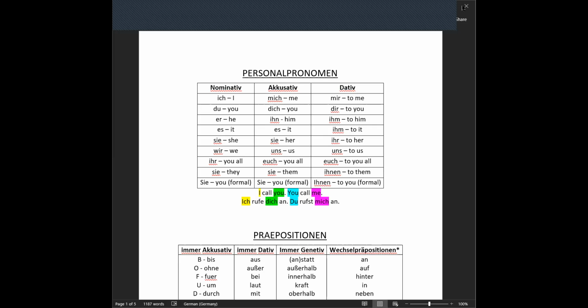So these two sentences here are pretty self-explanatory. In English, the pronoun looks identical, you, but it's not the same if you look at the German sentences, Ich rufe dich an and Du rufst mich an. So that is basically the difference between pronouns as we have it in German.